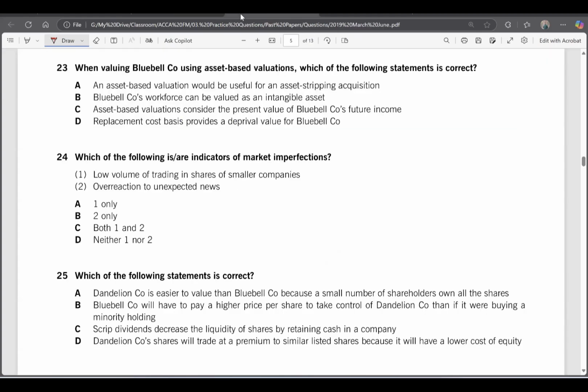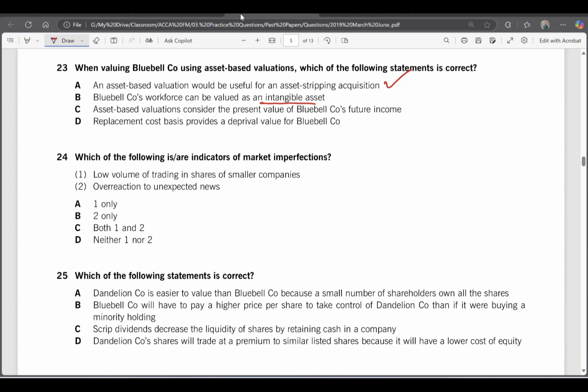So I think this first statement is correct. An asset-based valuation would be useful for an asset stripping acquisition. Yes, if you are going to buy a business only for the sake of selling it, then asset-based valuation using NRV is suitable. Okay, B: Co workforce can be valued as an intangible asset. No. Asset-based valuation ignores any intangible asset in this calculation. That's the weakness of asset-based valuation. We can include only those intangible assets that have a certain market value, right? Most of the cases it is not. So that's why asset-based valuation ignores any intangible assets. So B is not correct.